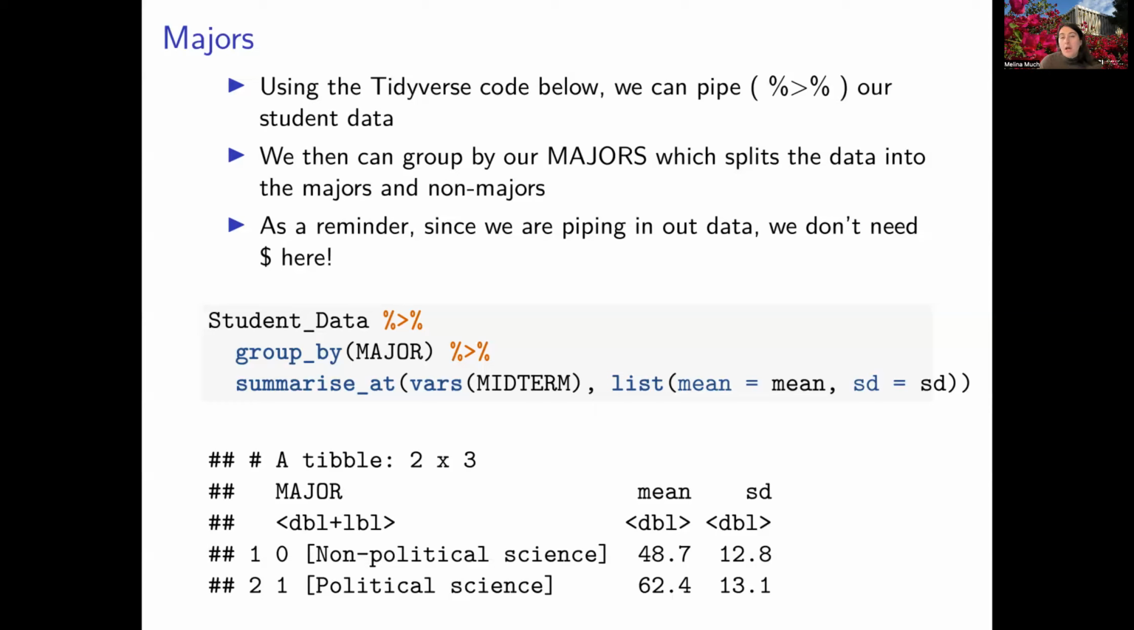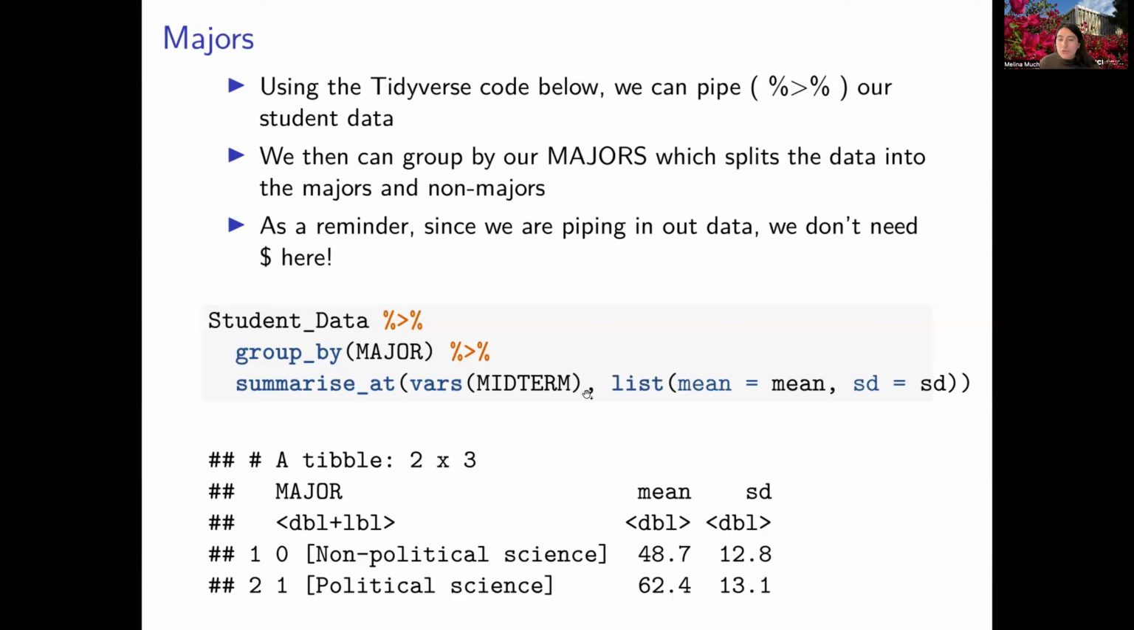If you're a 0, you're a non-major. And then we're going to use the summarize_at function to select the midterm variable, and then we're going to get the mean and the standard deviation.